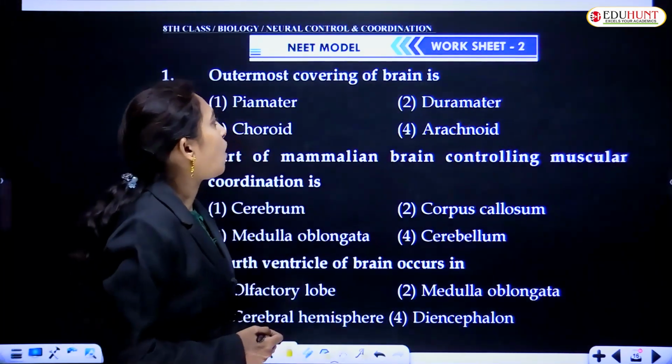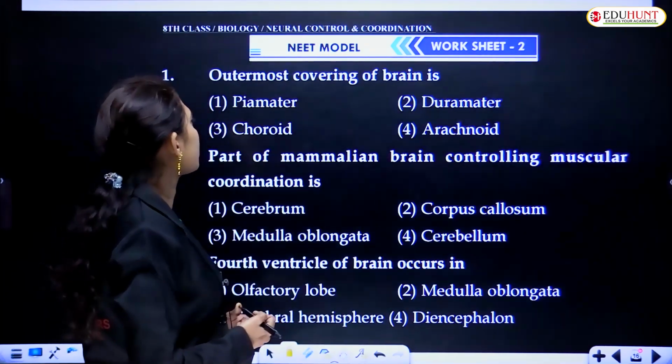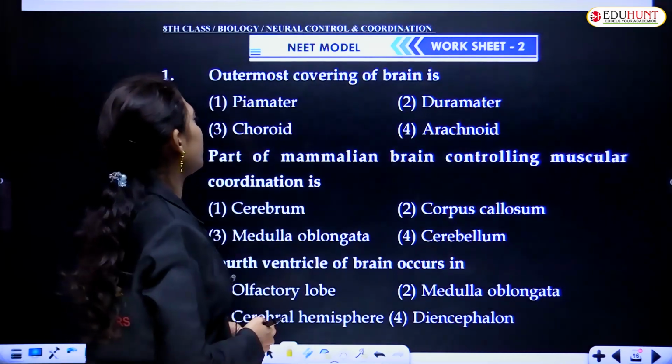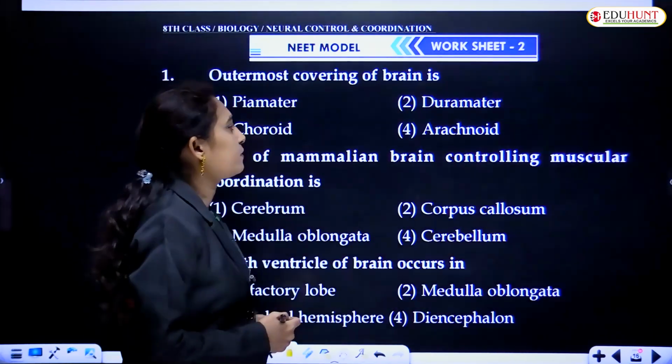Outermost covering of brain is piameter, durameter, choroid or arachnoid.